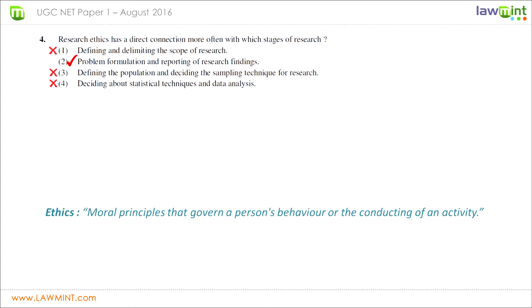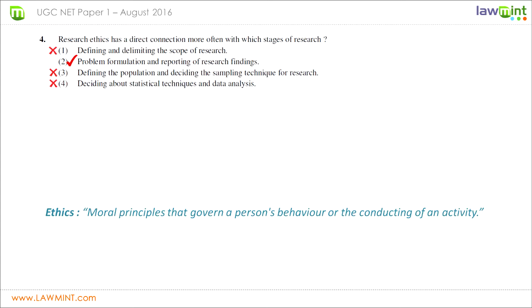That is, if a researcher has spent a lot of time in researching a subject and he is expecting a particular outcome, he might be tempted to fudge the data or misrepresent the outcomes to make it more favorable and show that he has indeed arrived at the conclusion that he was hoping for. Therefore, the stage of reporting the research findings is where there is a scope for ethical issues.